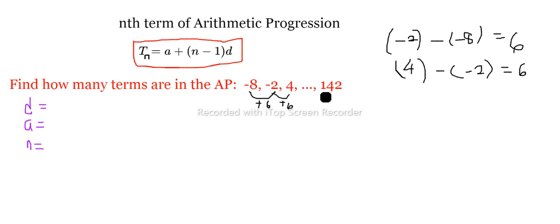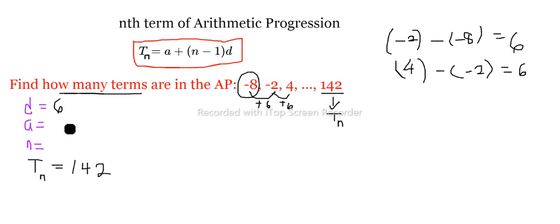So this is the last term. So this is our Tn. We don't know the number of terms, and that's what they say we should find. So how many terms? We don't know the number of terms. So our Tn is 142. The common difference, the number we keep adding, is positive 6. Our first term here is minus 8. We don't know what n is. So we write the expression for our Tn.